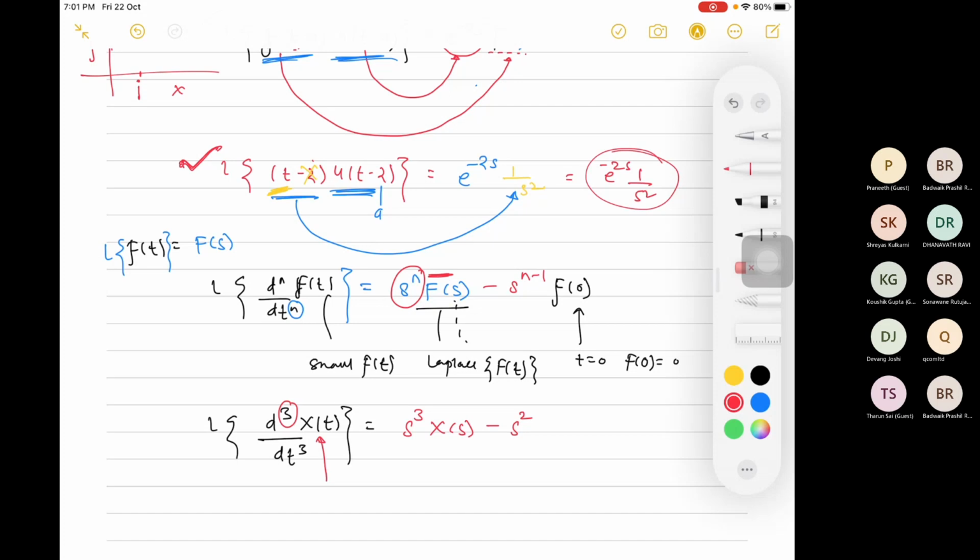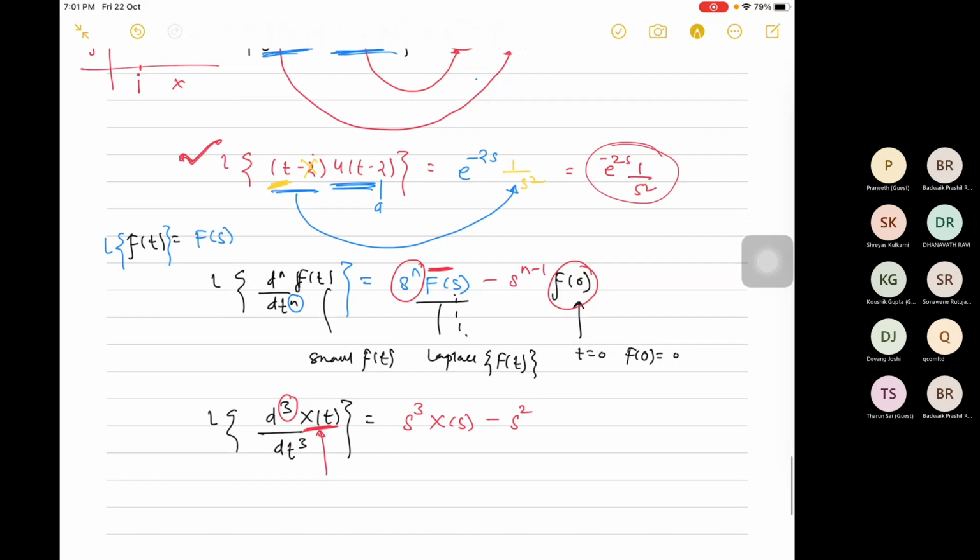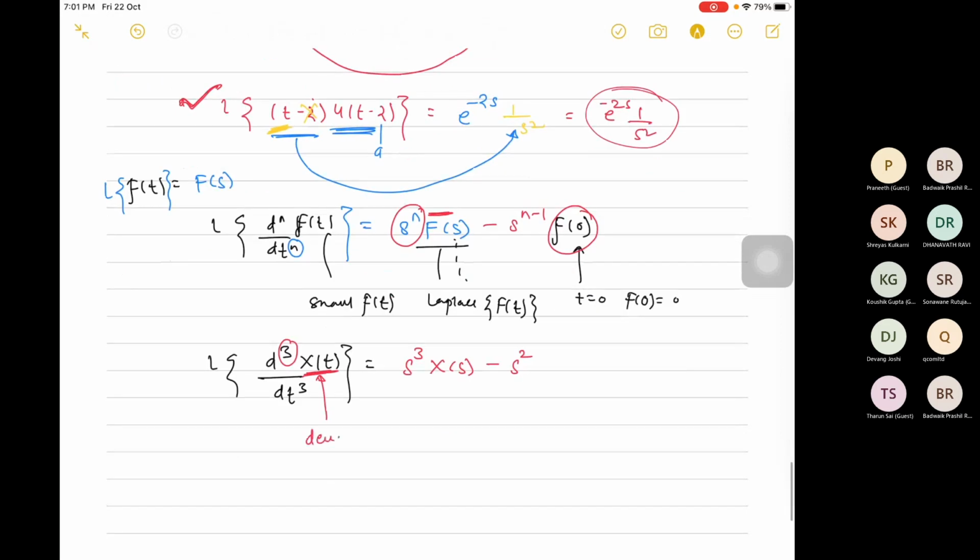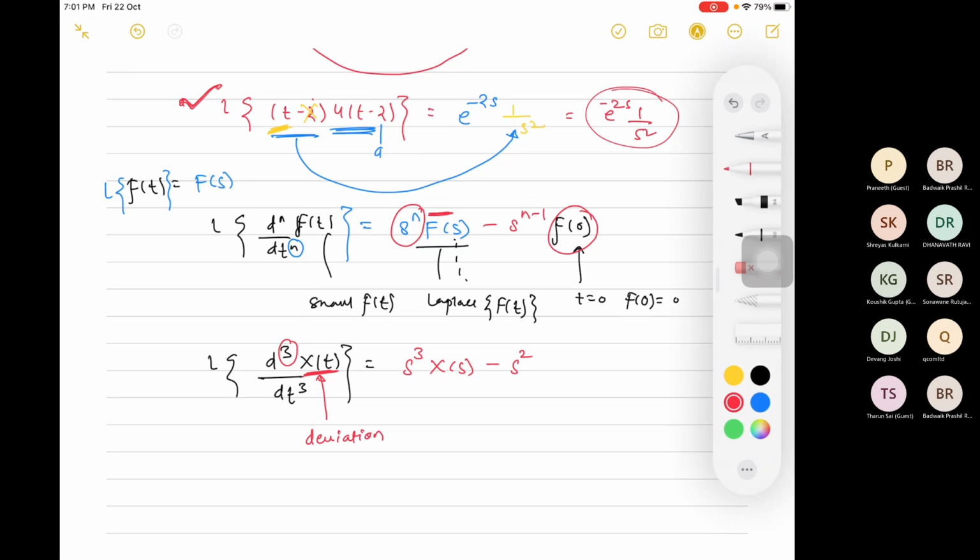And what is the function's value at time t equals 0? What is your function? This is your function. What is this? A deviation variable. What is the value of the deviation variable at time t equals 0? That means initially, what was the value of the deviation variable at the initial condition? It is 0, right? So everything is 0. Suppose you are writing s to the power n, everything is 0, so it is of no use.